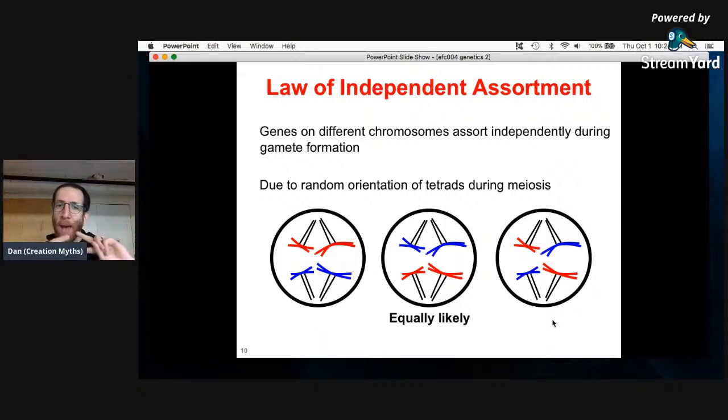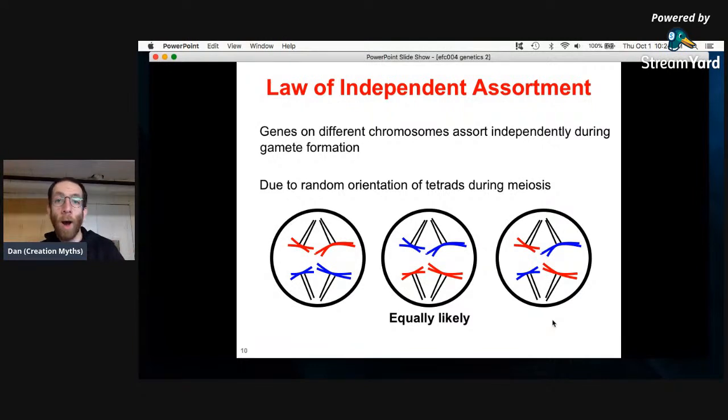So you mix and match the combinations of alleles on different chromosomes, because those alleles that are separate from each other on physically different pieces of DNA assort independently. The way they end up traveling is random, and it's unaffected by what the other chromosomes are doing. That's called independent assortment.